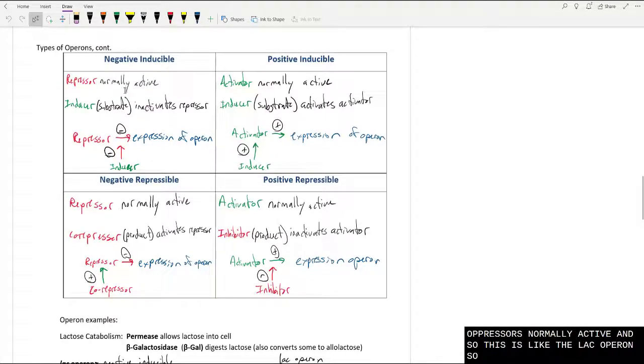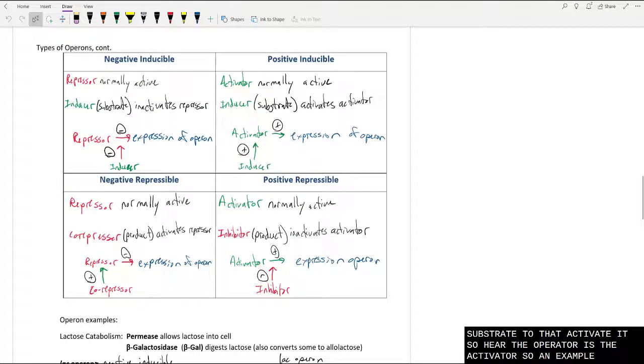So when E. coli doesn't have the presence of lactose, the repressor is bound and you're not making those genes. When you have the inducer, so lactose is now present, that inactivates the repressor, and then you have expression. Whereas here for positive inducible, the activator is normally active, but not bound. It takes the substrate to then activate it. So here the activator is what's controlling the operon.